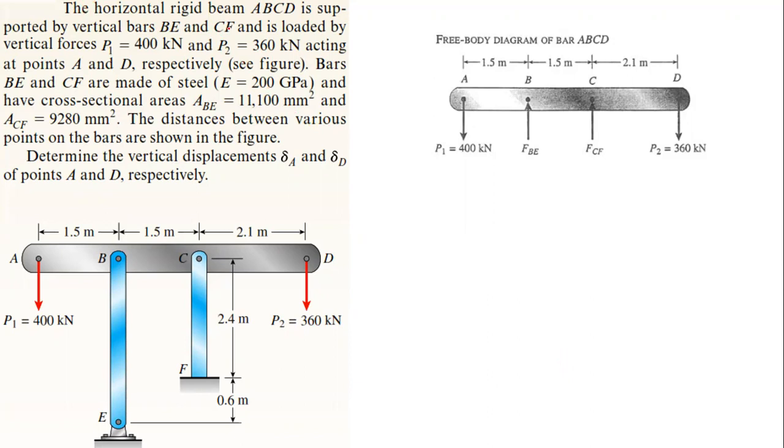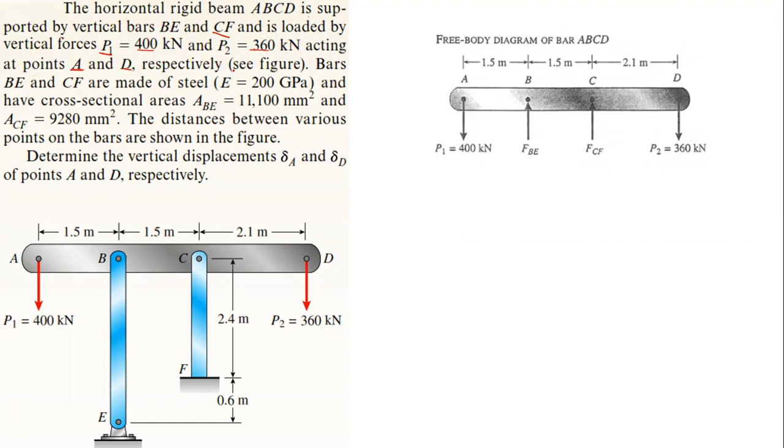The horizontal rigid beam ABCD is supported by vertical bars BE and CF and is loaded by vertical forces P1, which is 400 kilonewtons, and P2, 300 kilonewtons, acting at points A and D respectively, as you have seen in the figure below.